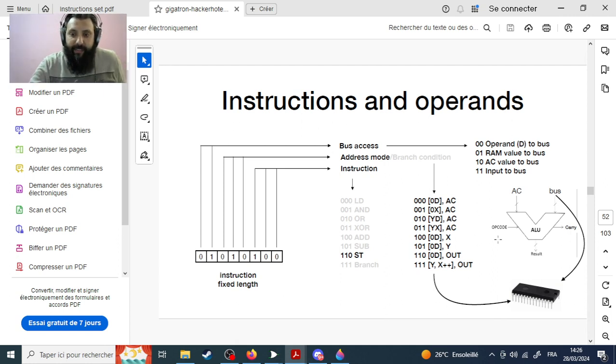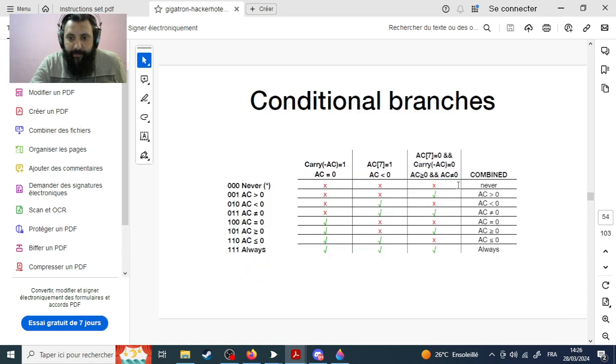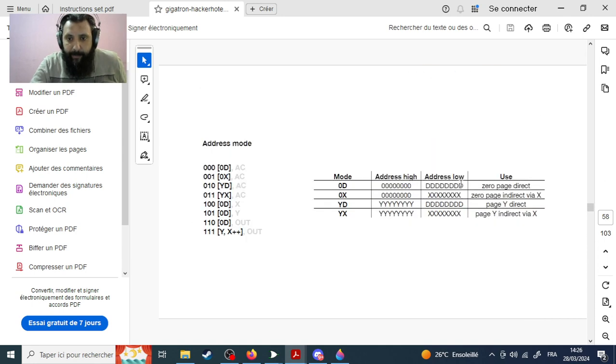Actually, we can see them in the same PDF. I have to find the page. You can go to page 58. In page 58, we have four different modes that cover all the 8 addressing modes.